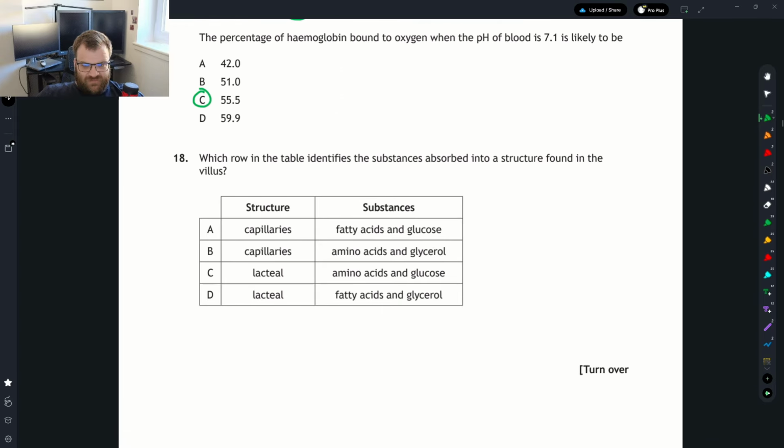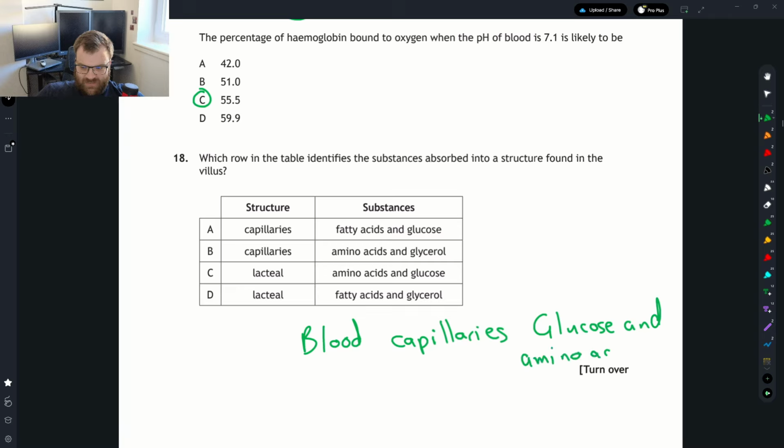Next one, we're talking about the villi. A couple of things that might help you. So blood capillaries. From other topics, we're talking about blood glucose levels. So capillaries take the glucose and amino acids. Now the other type of structure we've got are the lacteals, and they deal with fatty acids and glycerol.